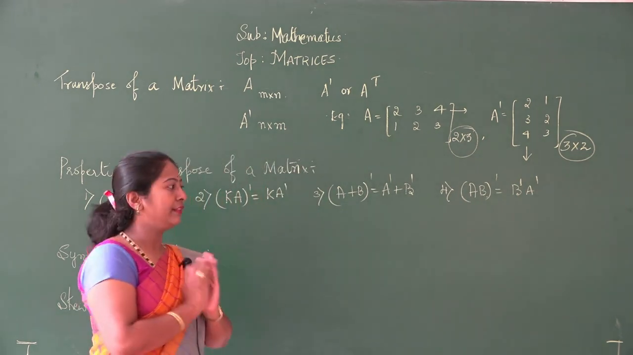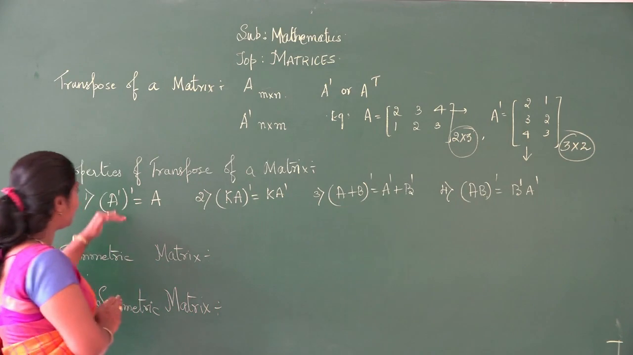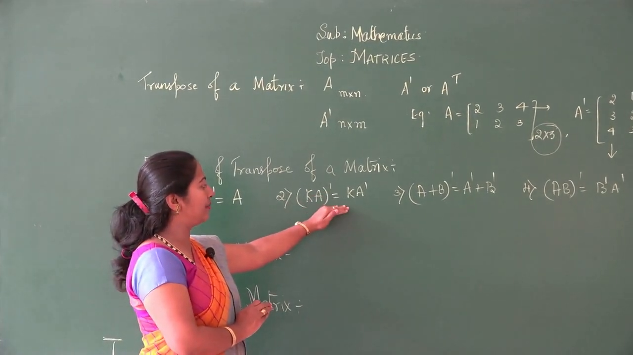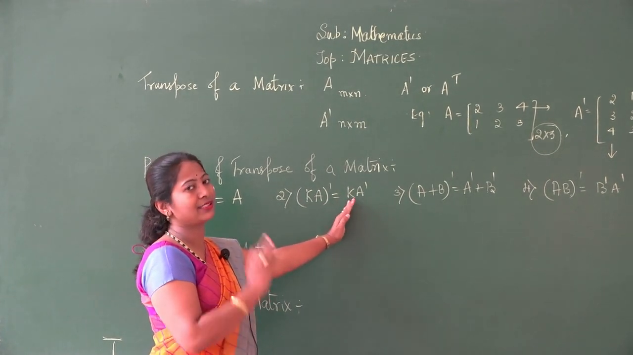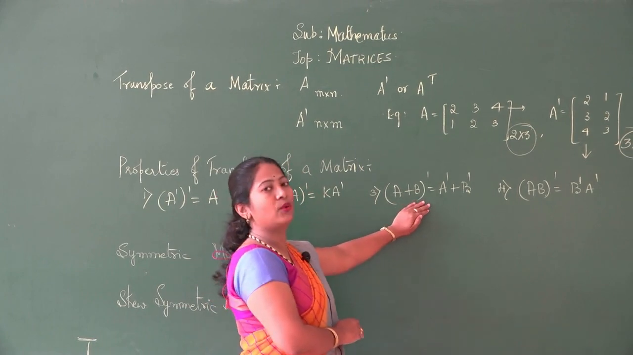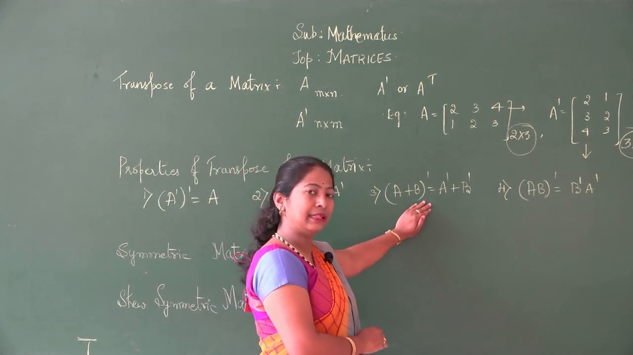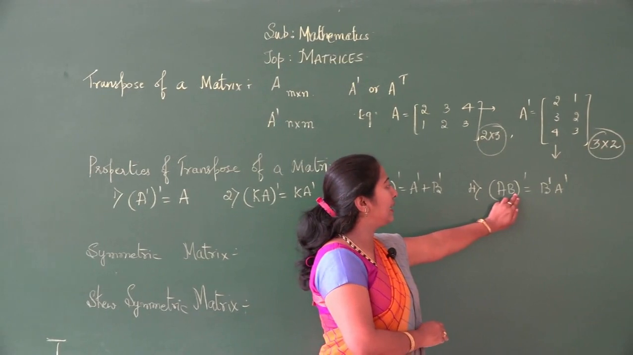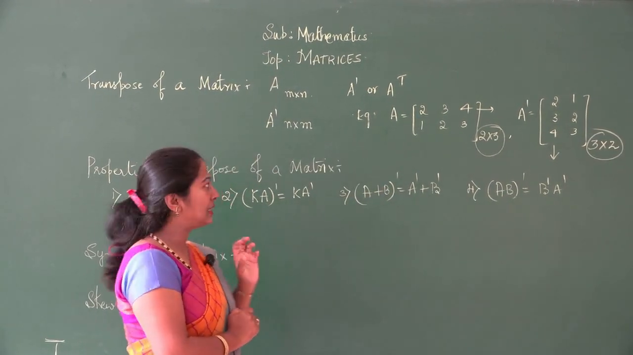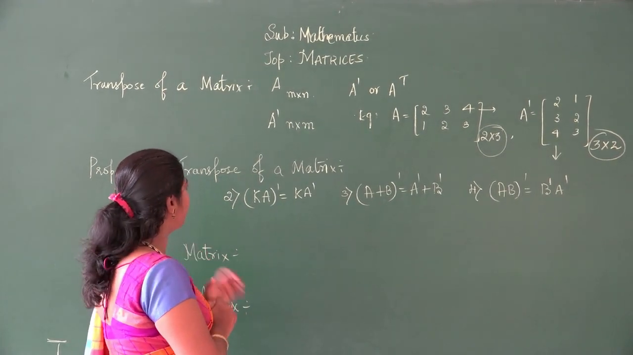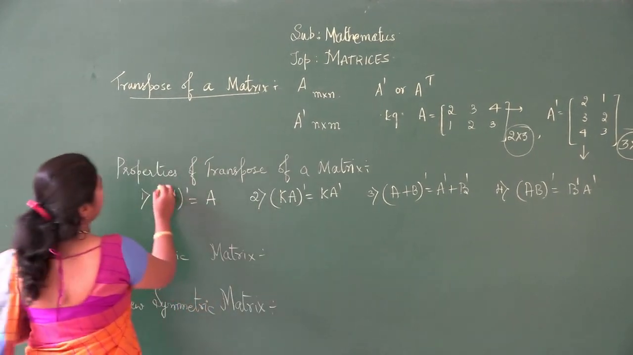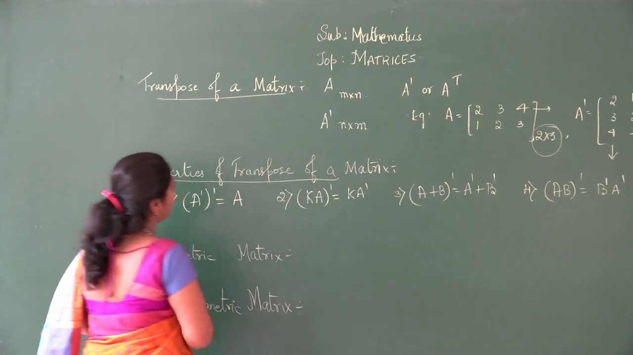So on the whole, the first property of transpose of a matrix is A dash the whole dash is nothing but A. K A whole dash can be written as K into A dash, where K is a non-zero scalar constant. The third property, A plus B whole dash is equal to A dash plus B dash, and the last one, AB the whole dash is equal to B dash into A dash. This is all about properties of transpose of a matrix. The first definition, transpose of a matrix. The second definition, properties of transpose of a matrix.